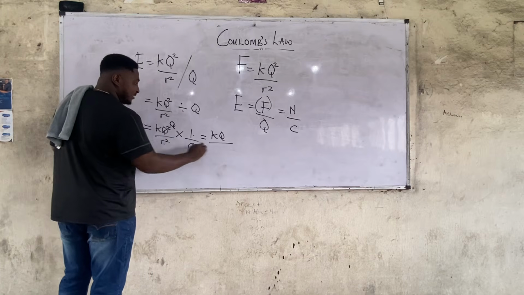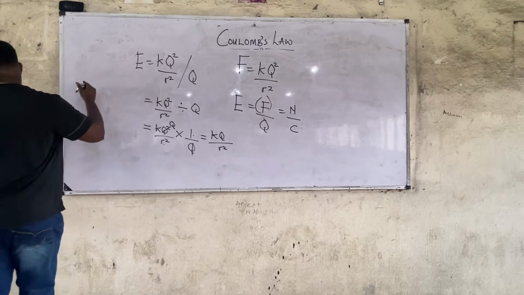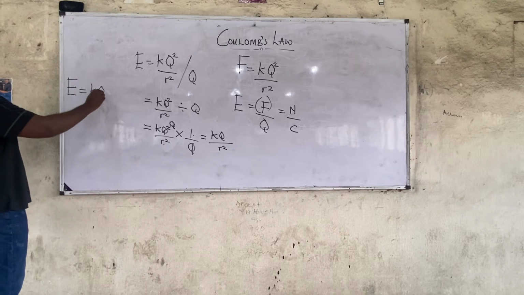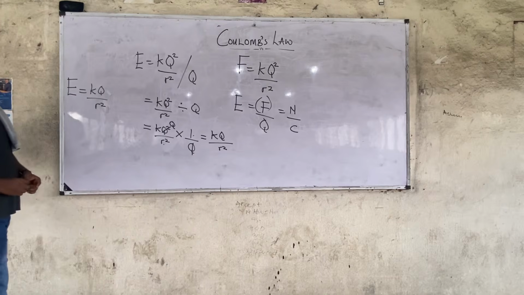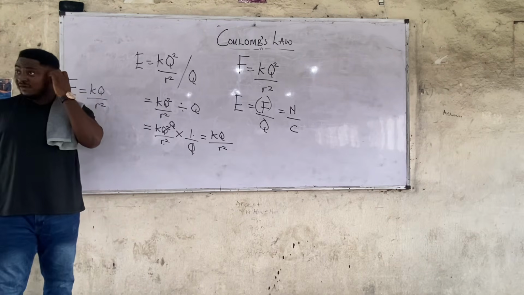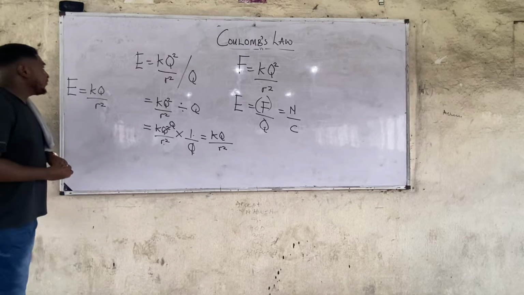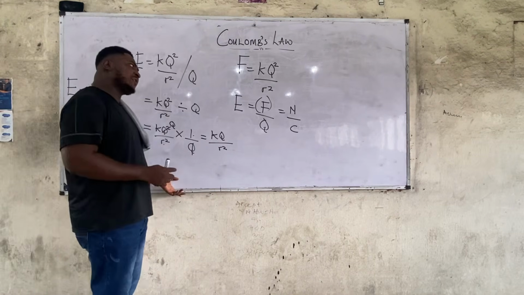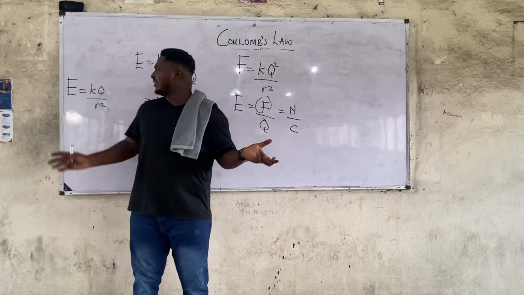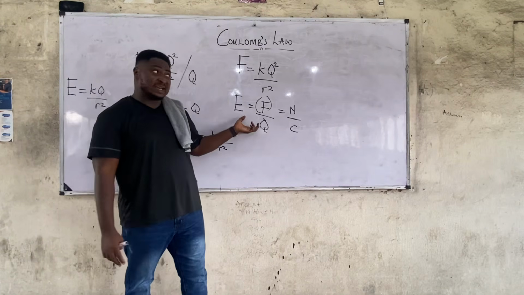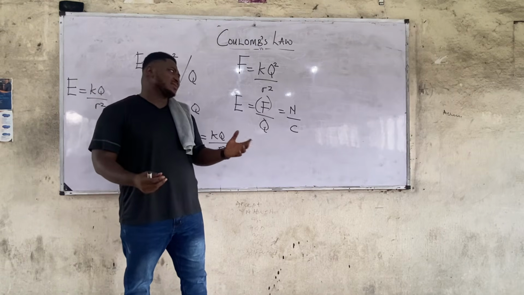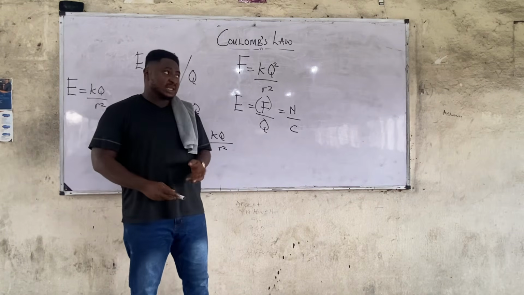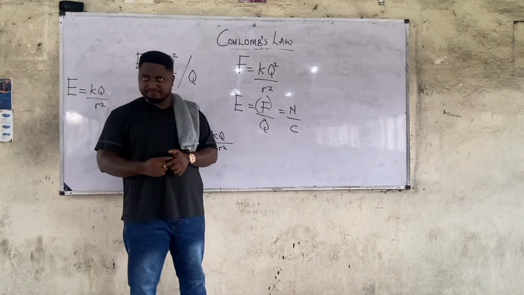KQ all over R square. So class, from Coulomb's law, we can derive the formula for electric field strength, electric field intensity, as E equals KQ all over R squared. But don't forget, the fact that we derive this formula does not mean that the other formula does not still stand. It's just giving you options. In case the parameters you are given don't suit this formula, you can switch. Later on, I'll give you one more formula for electric field E.